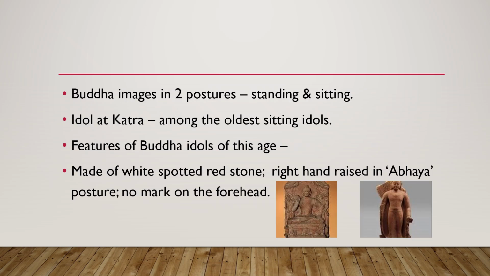We get Buddha images mainly in two postures, standing and sitting. And the two pictures which are shown in this slide, you can see the standing and the sitting postures of Buddha. Some of the general characteristics of the Buddha idols of this age are they are made of white spotted red stone. The right hand is shown raised in Abhay posture, and there is no mark on the forehead.